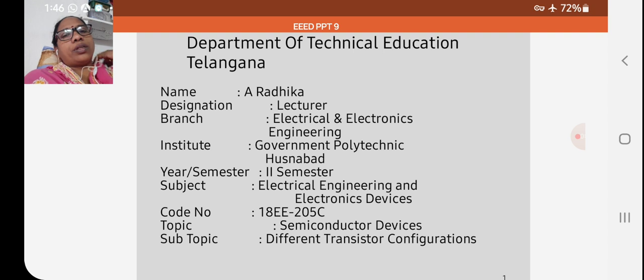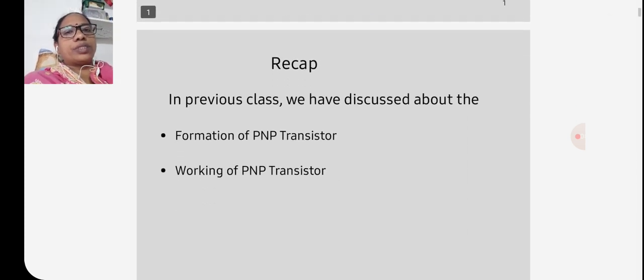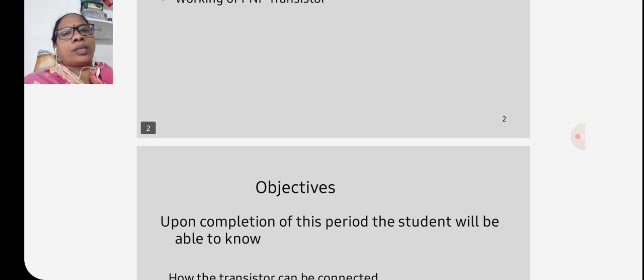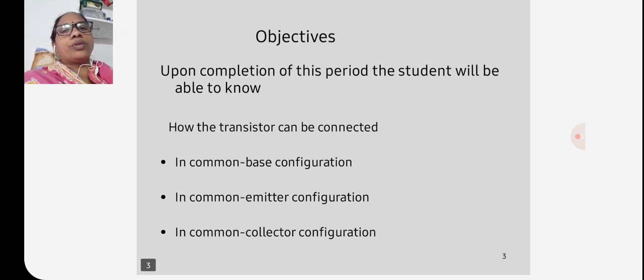In this chapter, today we are going to discuss different transistor configurations. In the last class, we discussed the formation and working of the PNP transistor. Today we are going to discuss transistor configuration, how the transistor can be connected.